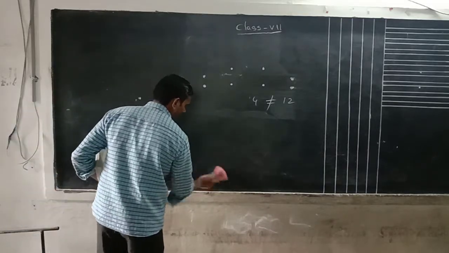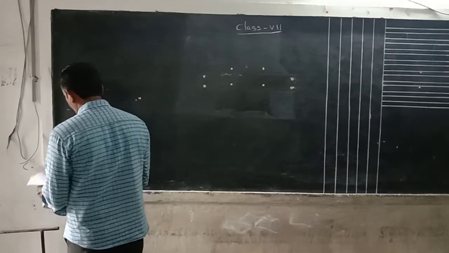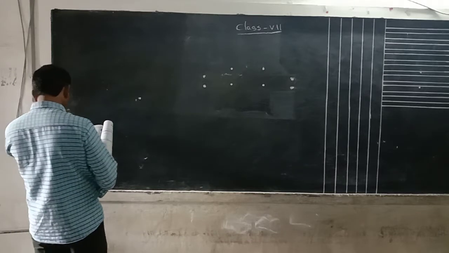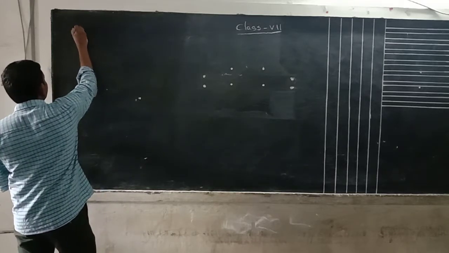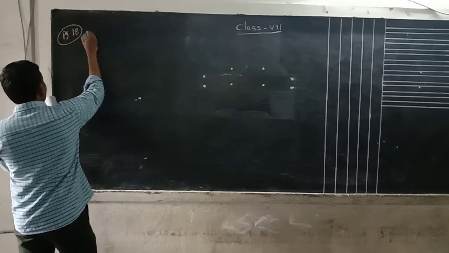Now we will learn sums related to the associative property. Later we will get exercise sums. First, I will explain one sum. Page number 18, in your state textbook. First do this.